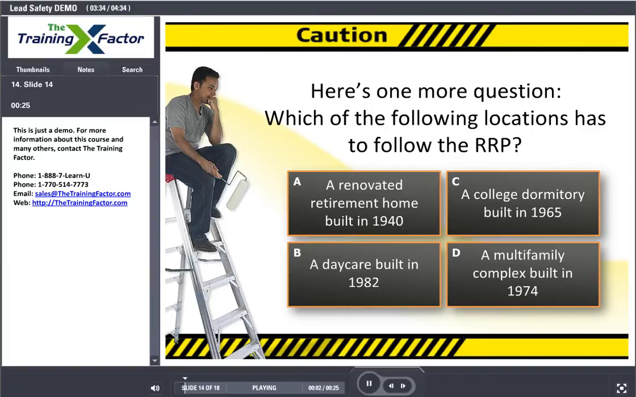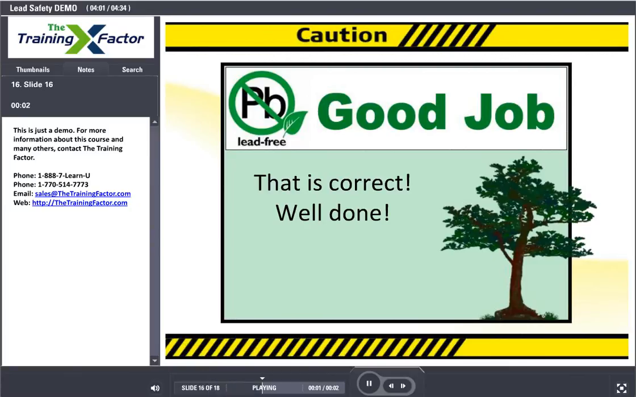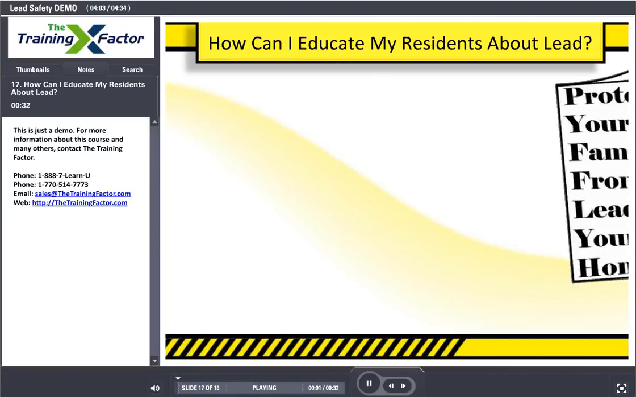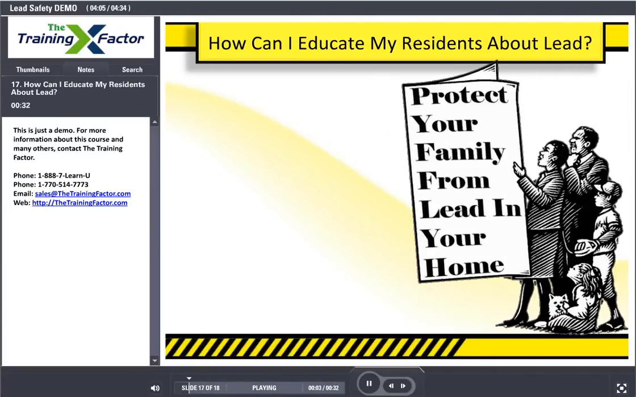Here's one more question. Which of the following locations has to follow the RRP? A. A renovated retirement home built in 1940. B. A daycare built in 1982. C. A college dormitory built in 1965. D. A multifamily complex built in 1974. That's correct. Well done. So how can I educate my residents about lead?